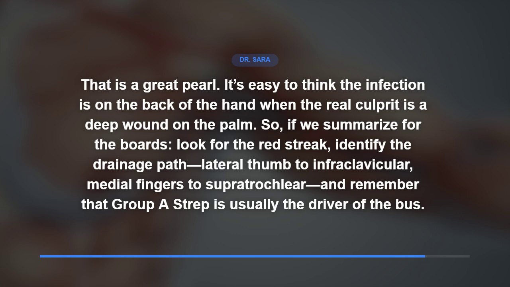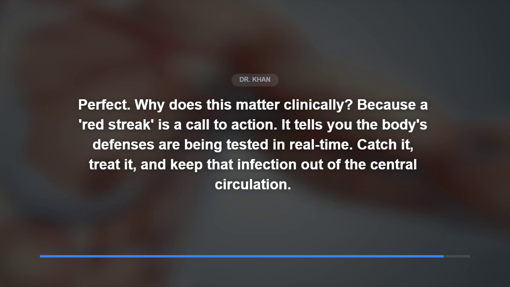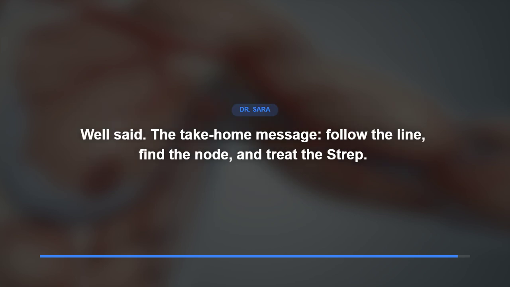So if we summarize for the boards, look for the red streak, identify the drainage path, lateral thumb to infraclavicular, medial fingers to supratrochlear, and remember that group A strep is usually the driver of the bus. Perfect. Why does this matter clinically? Because a red streak is a call to action. It tells you the body's defenses are being tested in real time. Catch it, treat it, and keep that infection out of the central circulation. Well said. The take-home message, follow the line, find the node, and treat the strep.